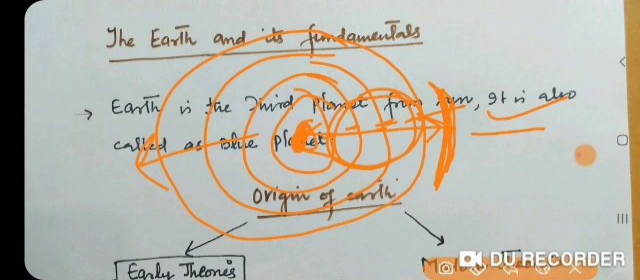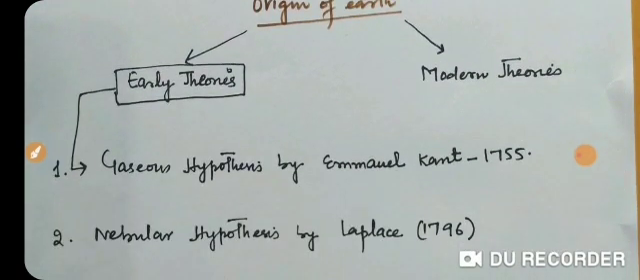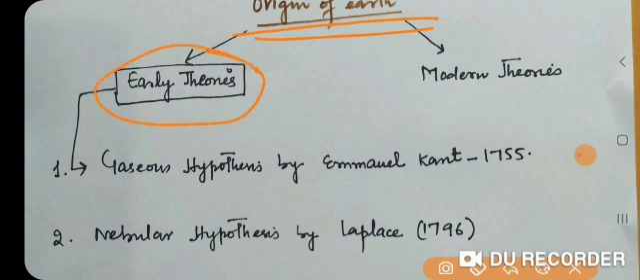So this is a brief about the solar system. Actually, we have to discuss the Earth. So let us talk about the origin of Earth. When we talk about the origin of Earth, we have two kinds of theories: early theories and modern theories.